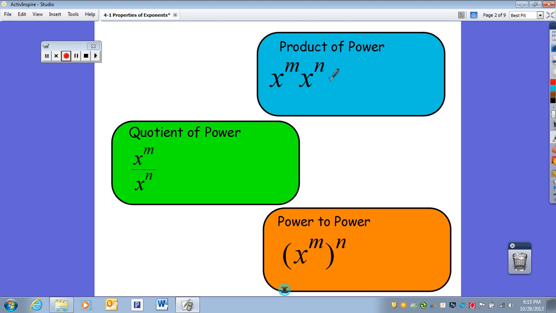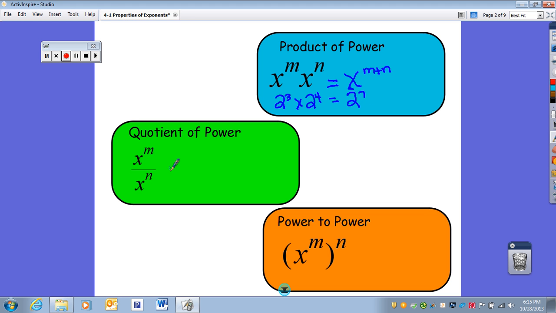So if we have like bases and we are multiplying them together, please remember that what we need to do is to keep the base and we need to add the exponents together, m plus n. For example, if I have 2 to the 3rd power times 2 to the 4th power, that's going to be 2 to the 7th power.